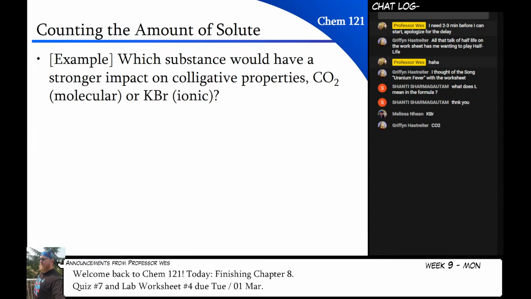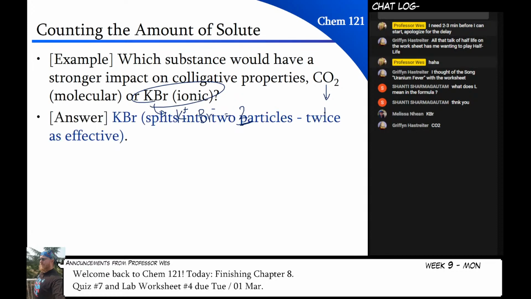Alright, looks like we have 2 different answers here. Which one splits into more pieces? Well, molecular compounds only split into 1, or they don't split at all, so they would just contribute 1 particle. But KBr would contribute 2. So KBr should contribute more to colligative properties.